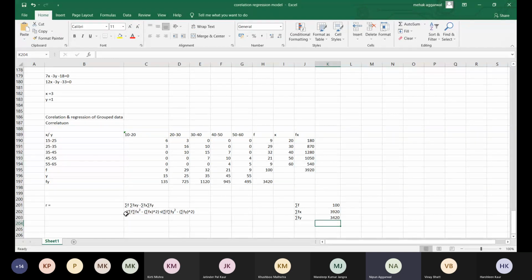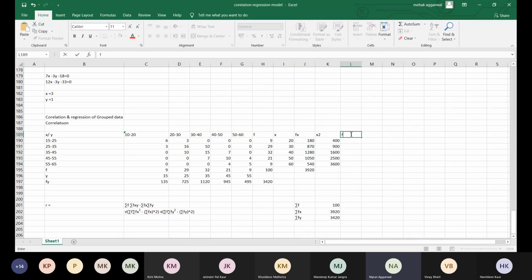Now it comes to the denominator first. Summation f we have already calculated. Now you want summation fx square. So for that you first require x square. So x square is equal to, this is your x, this into this. So this is your x square. So you want individually x squares. So these are your x squares.